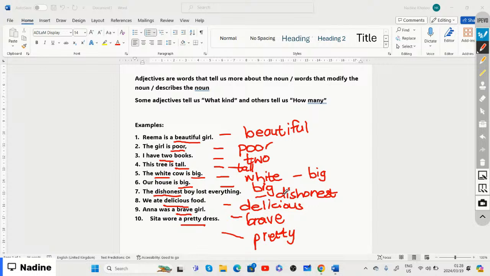All right. So once again, we have adjectives, and adjectives are words that tell us more about the noun. Or we can say adjectives are words that modify the noun, or we can even say that adjectives describe the noun. And we say that nouns are words or names of people, places, animals, and things.